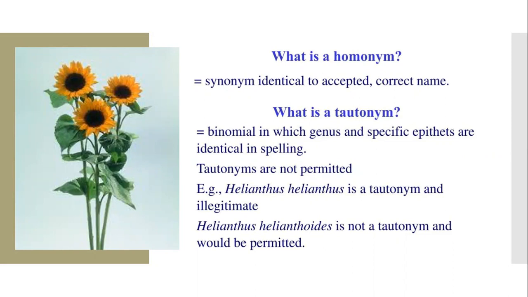So a tautonym is a binomial in which the genus name and specific epithet are identical in spelling. Tautonyms are not permitted in botanical nomenclature. For example, the name Helianthus helianthus is a tautonym and illegitimate, whereas Helianthus heliopsis is not a tautonym and will be permitted. So they shouldn't be repeated or identical in spelling.